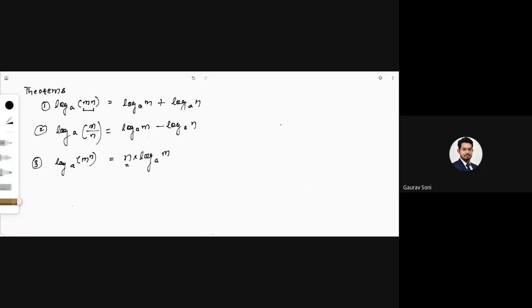The fourth one, change of base. Log to the base a of n is equal to log to the base e of n upon log to the base e of a.